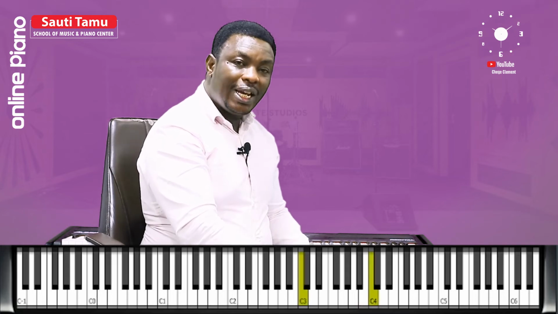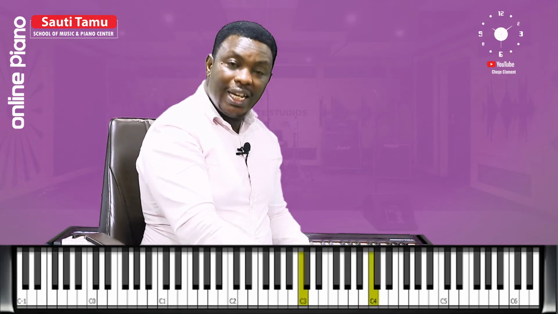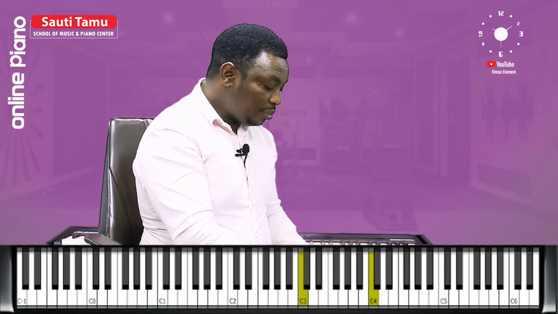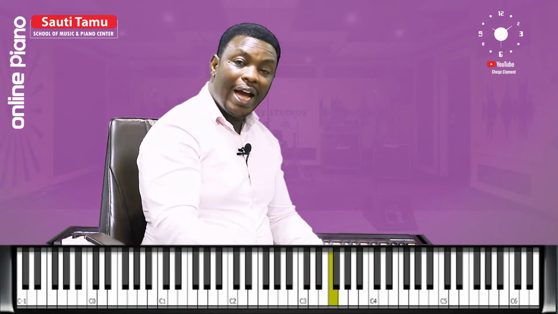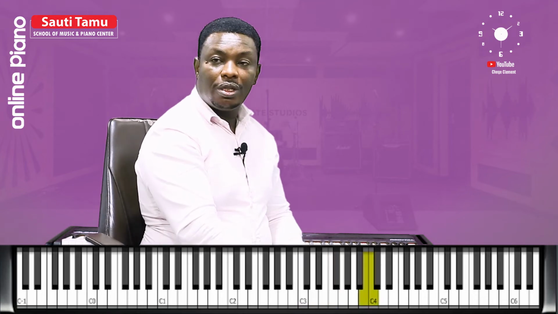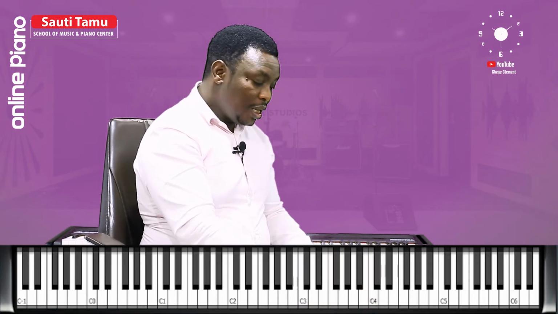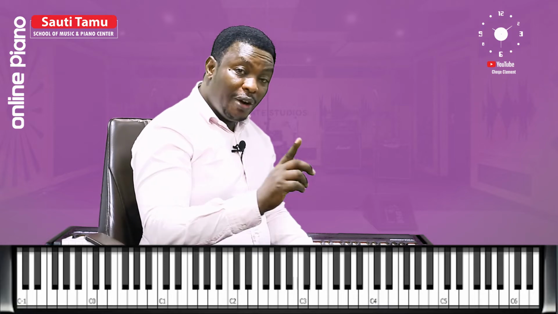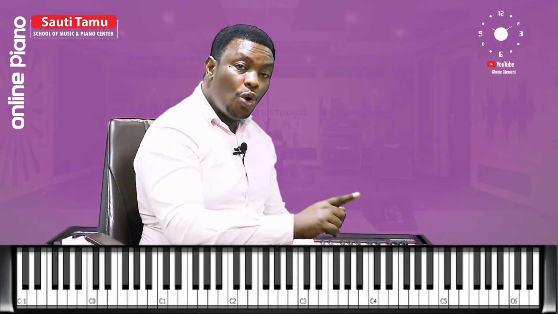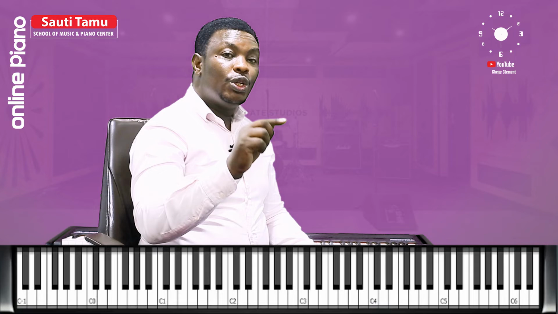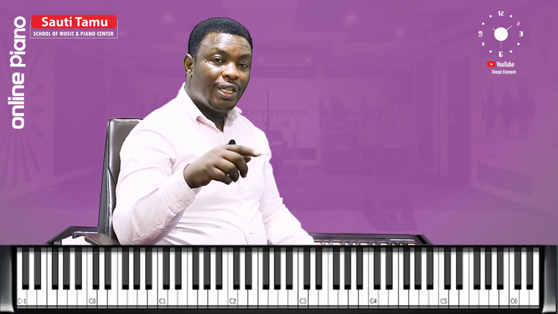Definition of a scale: a 7-sequence, an 8-sequence of notes with a semitone between the 3rd and 4th, and also between the 7th and 8th. So the formula for forming a scale is tone, tone, semitone, tone, tone, tone, semitone.